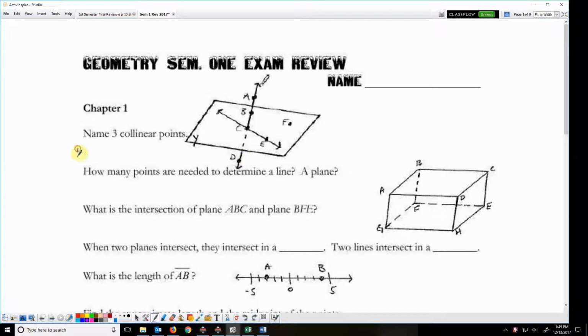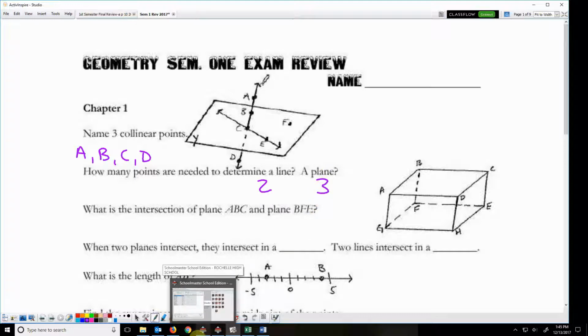So it says name 3. I'm going to put all 4, A, B, C, and D. You can use any 3 of those points and say that they are collinear. In order to make up a line, we need at least 2 points. To make a plane, we need at least 3 points.